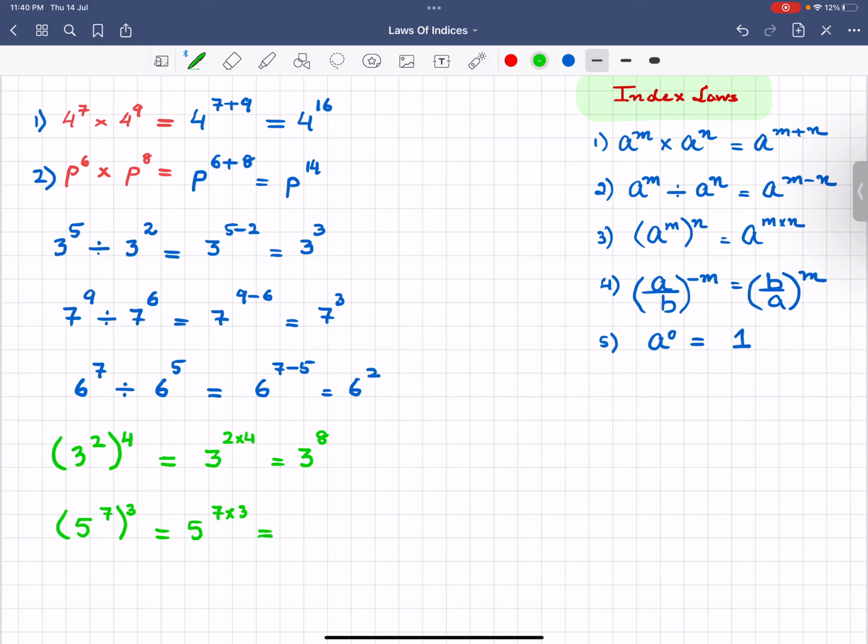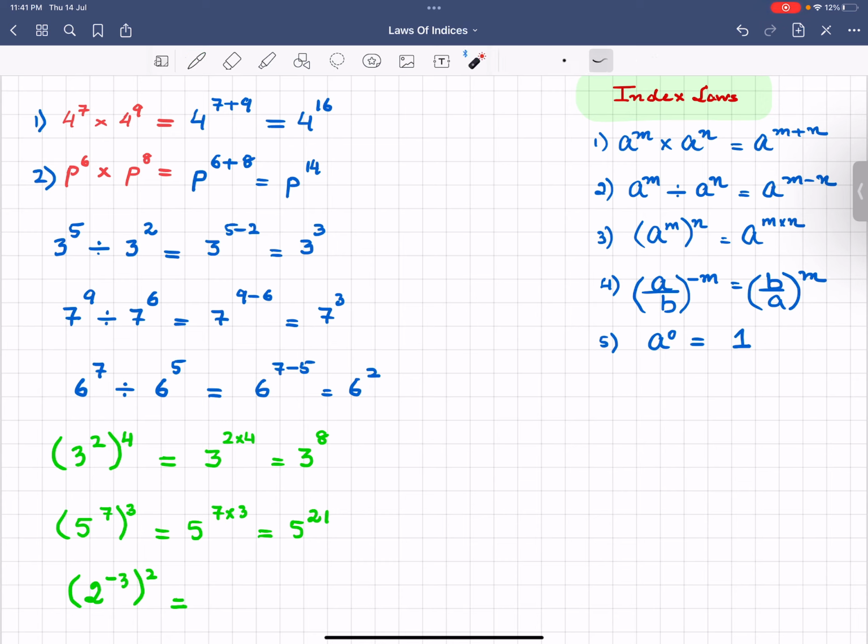7 3s are 21. So 5 to the power of 21. Let's try one more example of this category. If I have, for example, 2 to the power of negative 3 into 2. Now we don't have to fear the negative sign. We just have to follow the rule that we have learned.